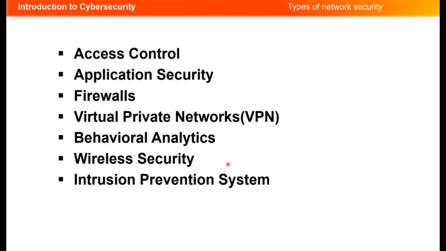So our types of network security are controlling the access, application security, firewalls, virtual private networks, and behavior. Social engineering is a big technique used by hackers. Securing wireless devices and Wi-Fi, and preventing intrusion of the system.